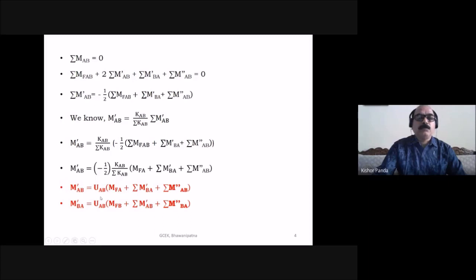So that's why you have to know what the rotation factor is, what the fixed end moment of the joint A is, what the rotation moment of the far end is, and what the translation moment is. But the translation moment you can find out for the vertical member. Similarly, if you want to find M dash BA, this is equal to UBA. This is not AB, UBA. Then MFB plus summation of M dash AB plus summation of M double dash BA. So this is the formula. Using this formula, you can find out the rotation moment.